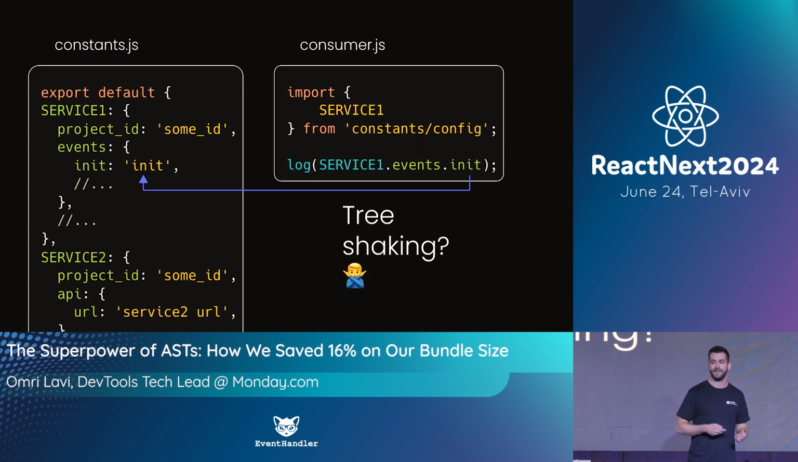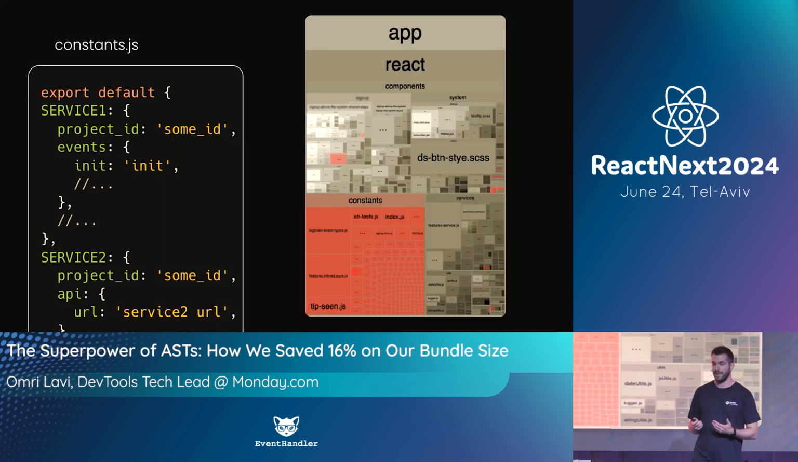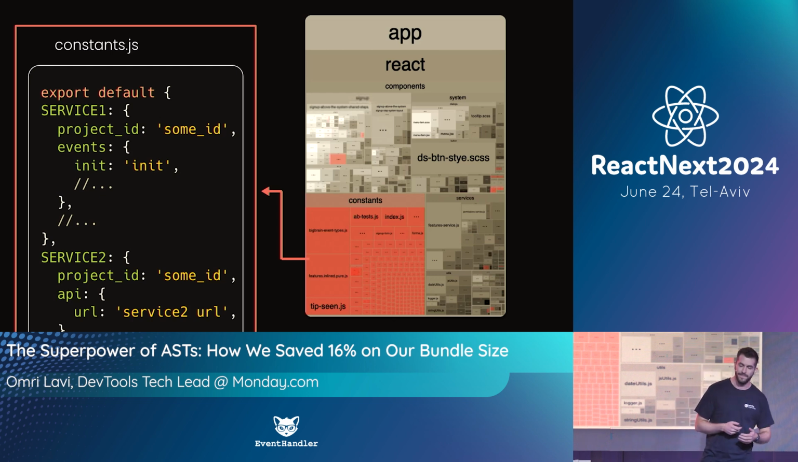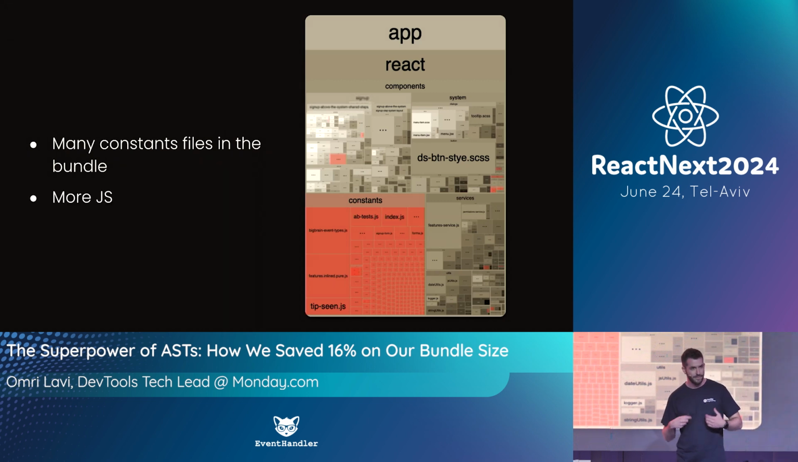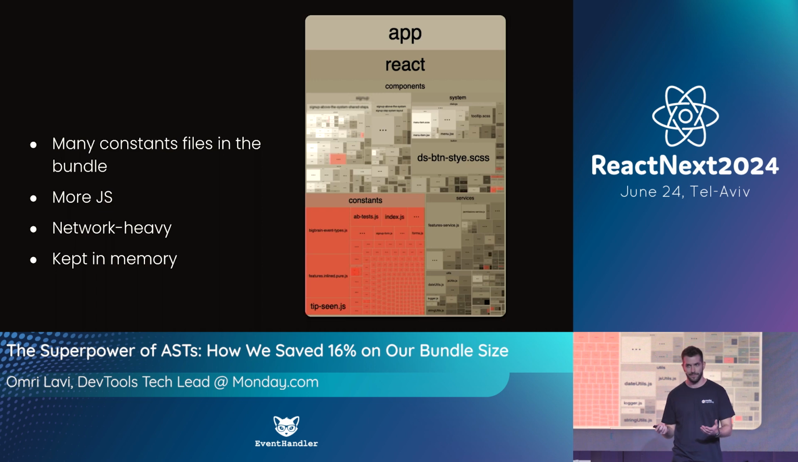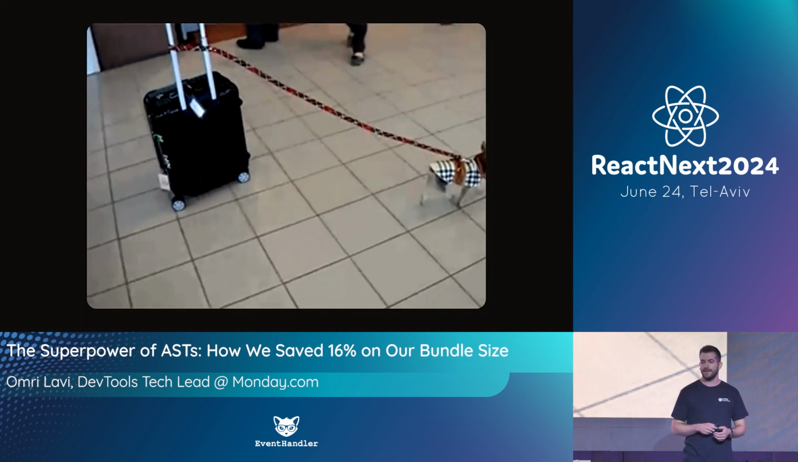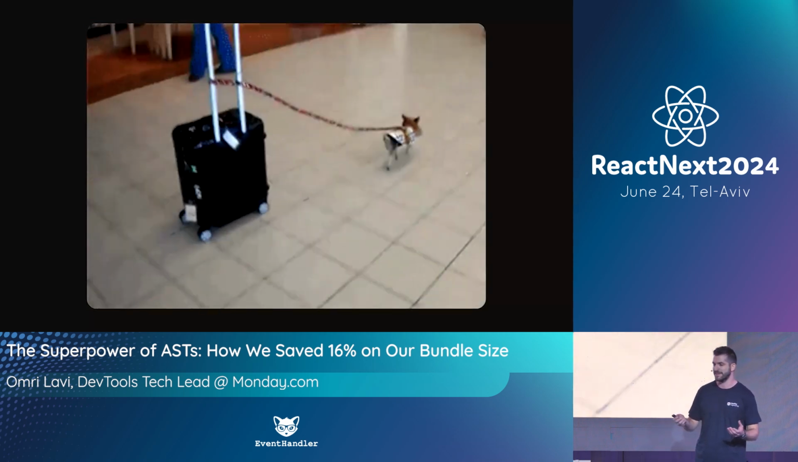Tree shaking didn't work. So we ended up with having the entire constants files inside our bundle, which is what we see here. The red parts are actually the constants files. And this was a big deal for us, because we had many constants files. And this means we had more JavaScript that we ship over the network, so it took longer to download our application. And lastly, these files were kept in the memory because they were never being cleaned up. And it felt a bit like this. We had a small piece of code that carried a huge luggage with it.